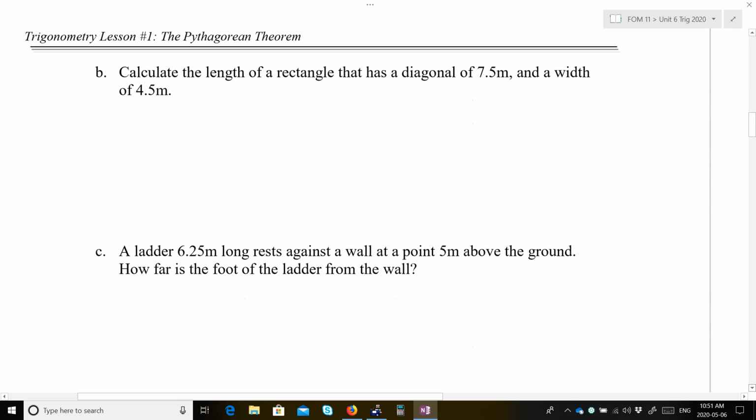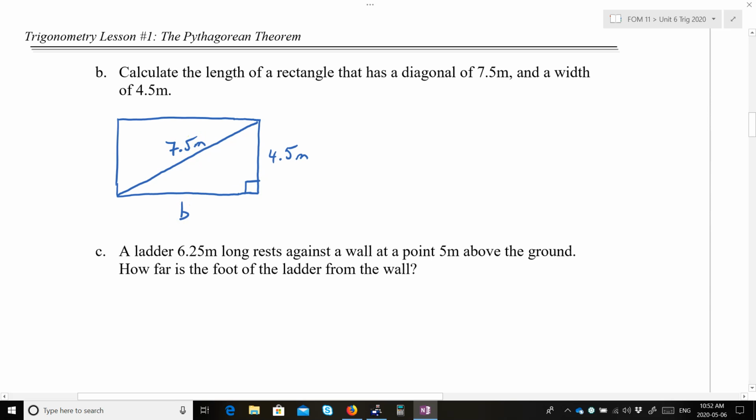Part B, calculate the length of a rectangle that has a diagonal of 7.5 meters and a width of 4.5 meters. Okay, so we have a width of 4.5 meters. We have a diagonal of 7.5 meters. Okay, and they want us to calculate the length. They want us to find B. Okay, we know that this is C.